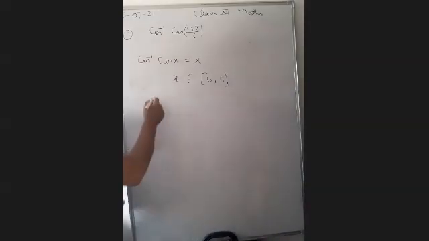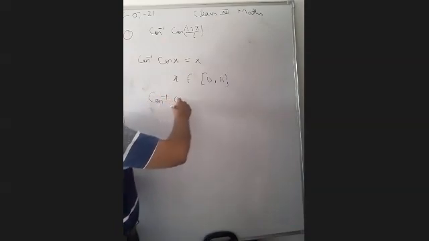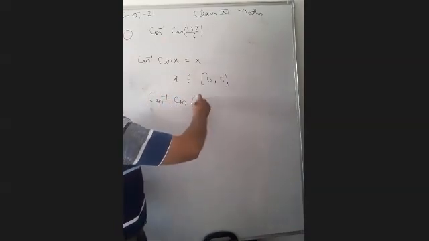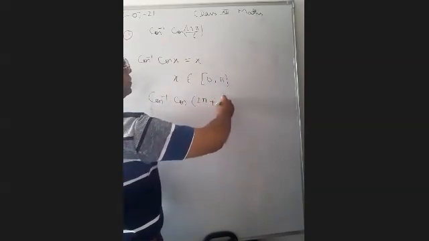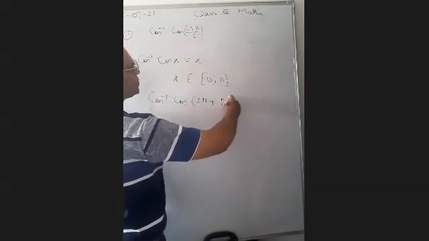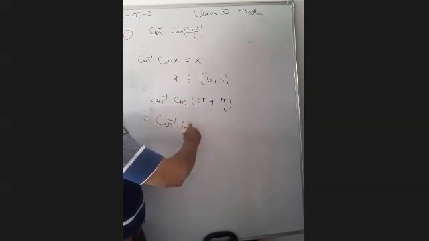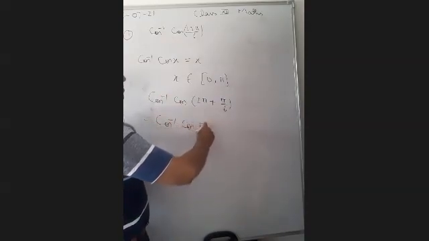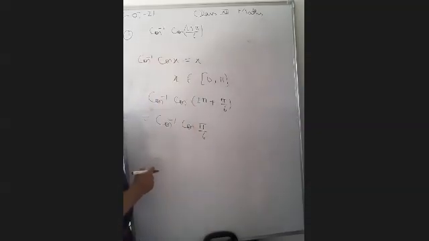So we can write here cos inverse cos of 2 pi plus pi upon 6. So it will be equal to cos inverse cos pi by 6. Now we can apply this formula cos inverse cos x is equal to x. So pi by 6 will be the answer.